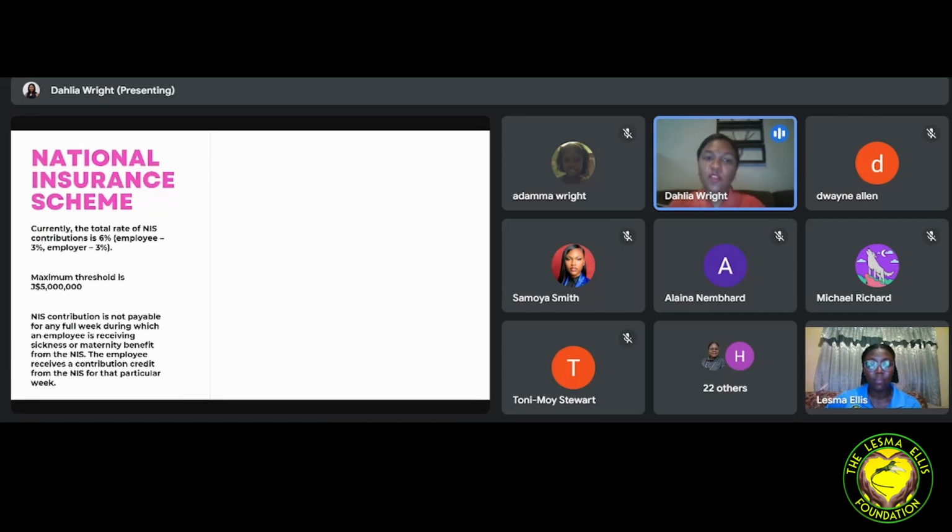Now the NIS contribution, you have to be careful when you're looking at your pay slip. If you have done a full week of being sick or you're on maternity leave, you do not pay NIS for that period. So if you ever have to take 5 days off, or if you're on maternity leave, your pay slip should reflect that. No NIS should come up for that period.